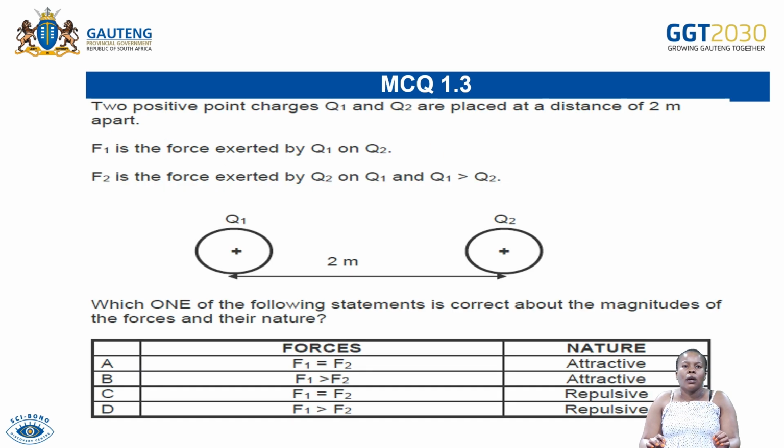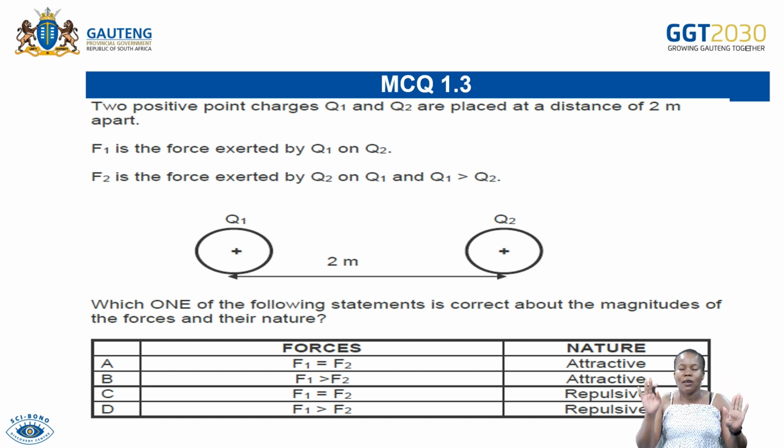Okay, moving right along on MCQ, rather multiple choice question 1.3: 2 positive point charges. I want us to read it slowly on that part, because that is very important. 2 positive point charges Q1 and Q2 are placed at a distance of 2 meters apart. Okay, so that means these 2 have like charges.